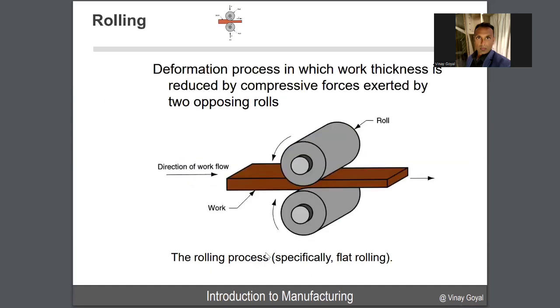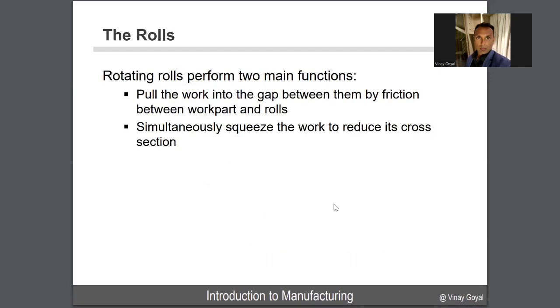When I go to rolling, I'm going to go into a little more detail. This is the direction of the flow. I covered it earlier, but a little bit deeper here. In the deformation process for rolling, you're taking the work thickness and reducing it by the compression forces exerted by these opposing rolls. The rotating rolls perform two main functions. They pull the work into the gap between them by friction between the work part and the roll, and they simultaneously squeeze the work to reduce its cross section.